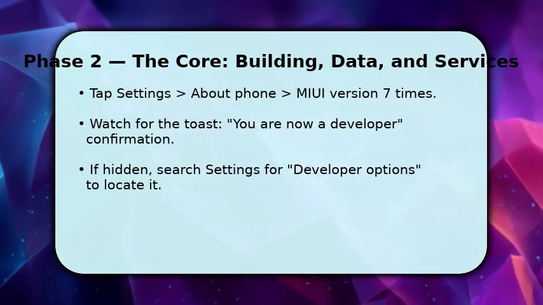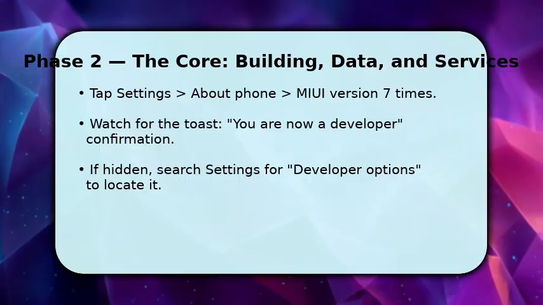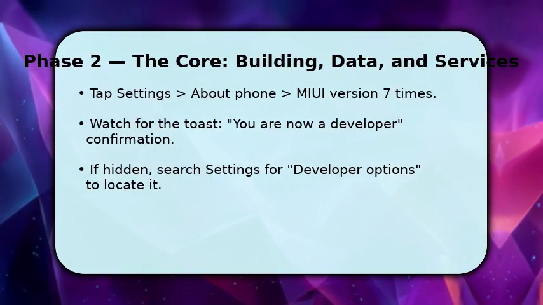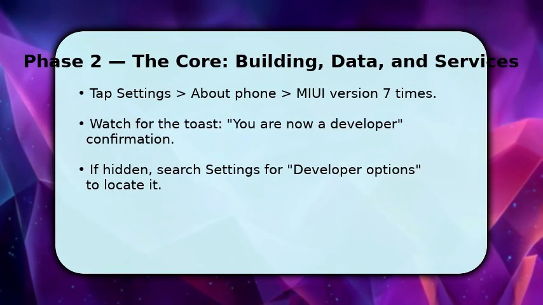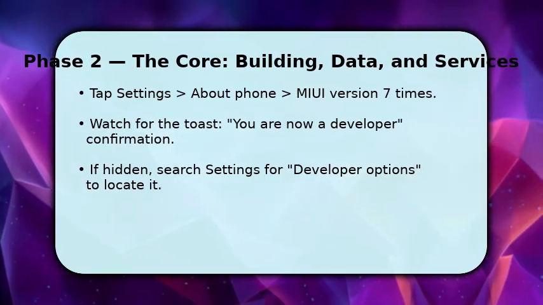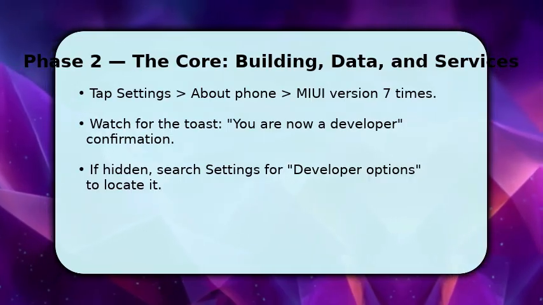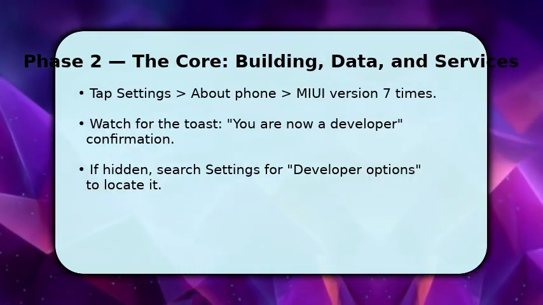In About Phone, tap MIUI version 7 times rapidly but naturally. The system counts taps. When you see the confirmation toast saying you are now a developer, stop tapping. Next, go back to the main settings screen and locate additional settings. On many Redmi phones, developer options sits inside that menu.